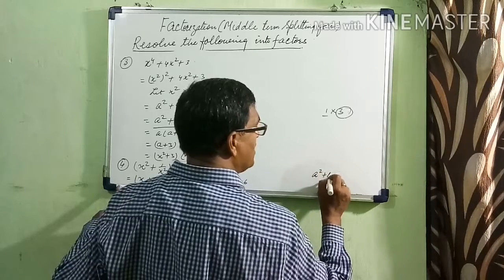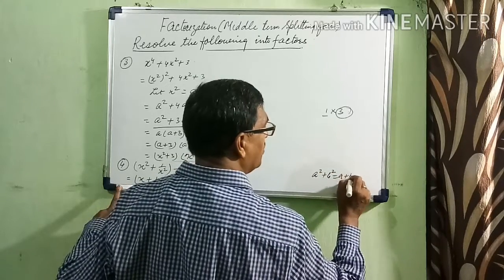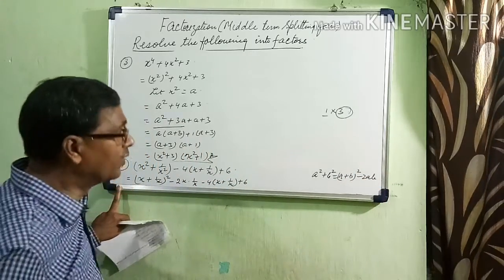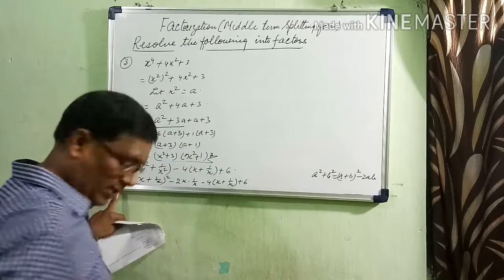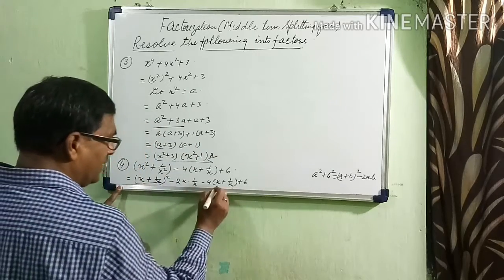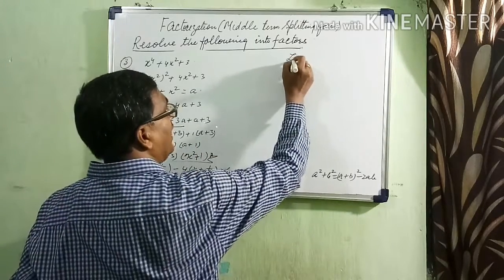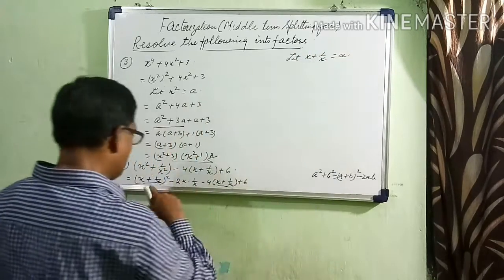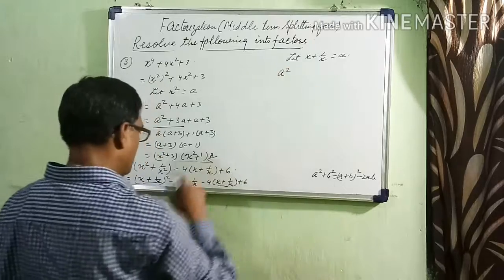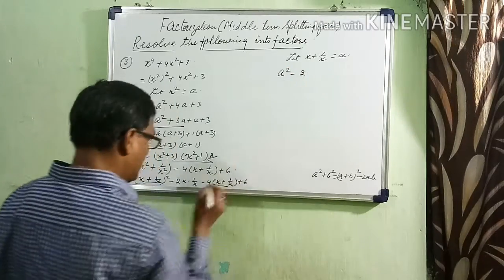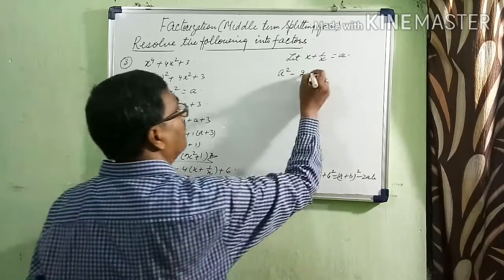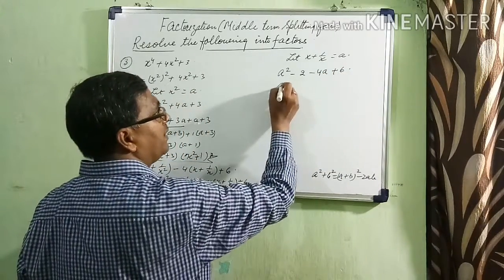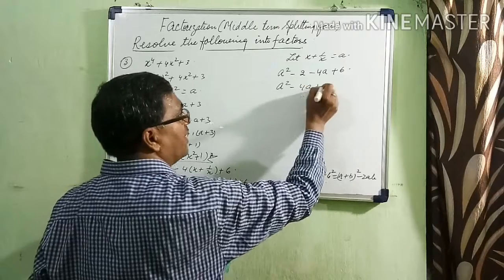a square plus b square is equal to a plus b whole square minus 2ab. And therefore, now we can say here that this and this are same. So we will take let x plus 1 by x is equal to a. So it will be equal to a square. It will be equal to minus 2 because x and x cancel, minus 4a and plus 6. And then it will be a square minus 4a plus 4.